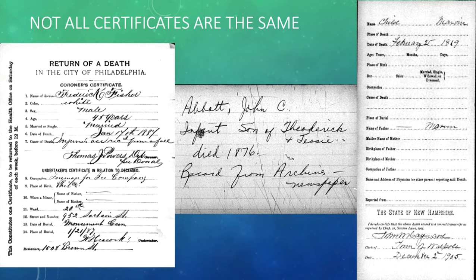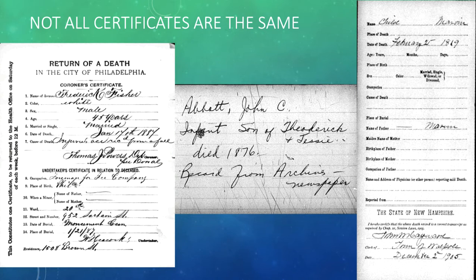Here's a couple of examples I have for you. In the middle, I have one that's on a 3x5 card, and this was taken out of a newspaper. So all I have on here is the name of the deceased, some parents' names, and a death year. Nothing more than that.